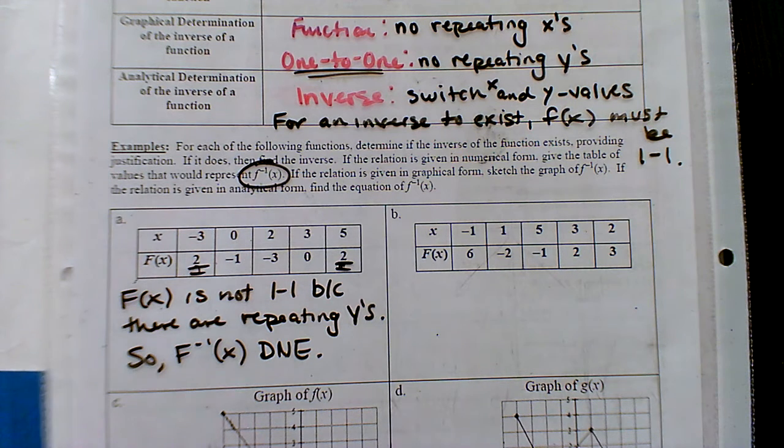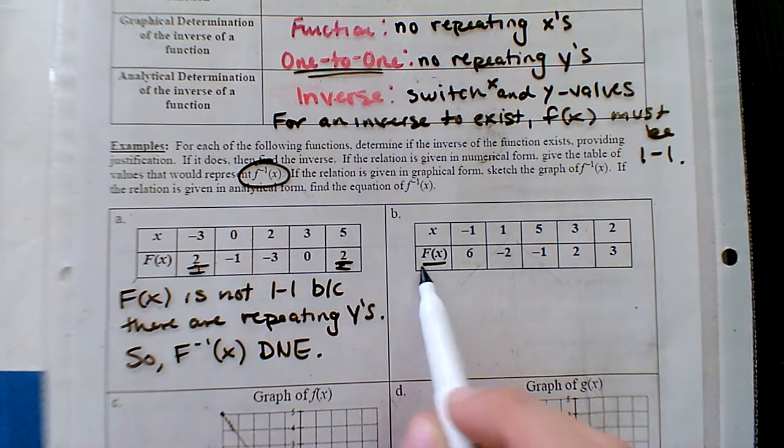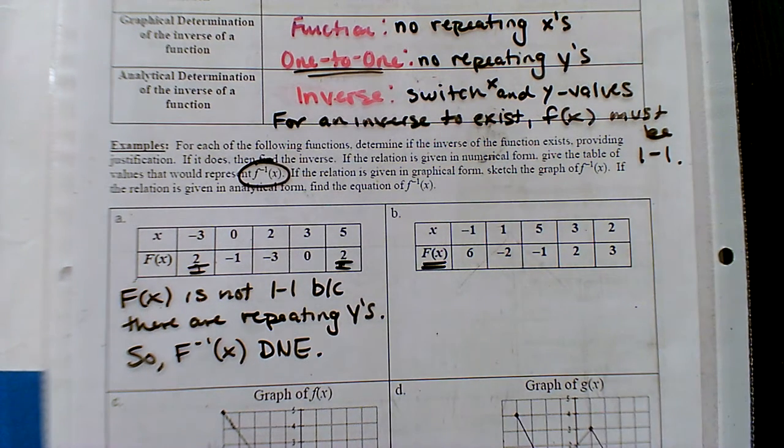So since the inverse doesn't exist, we're not actually going to go about finding it. There's no point to doing that, because if you plug one number in, you're going to get more than one number out. Not a function, not worth it. Let's go ahead and try B. Based off of this table, can we determine if the original function is one-to-one? What do you think?